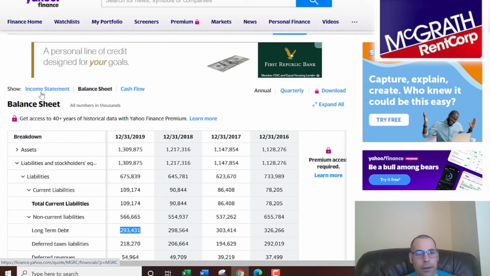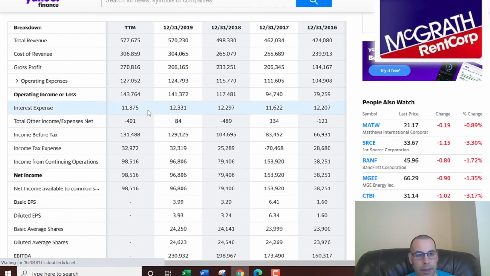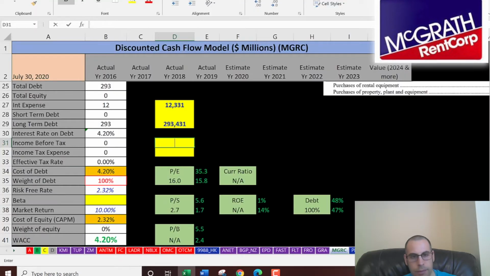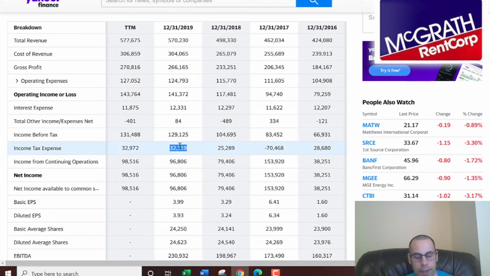Let's get their effective tax rate. We'll go back to the income statement. The income before tax is $129 million. And the income tax is $32 million.